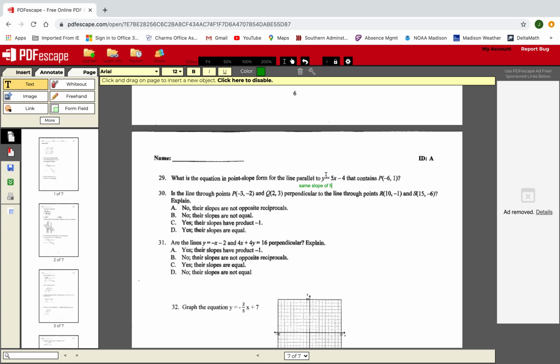Notice that in y equals mx plus b, m represents the slope, so the slope here is 5. So I've got the slope and I've got the point. All I need to do now is write the equation, which is y minus my y value. My y value here is 1 equals the slope of 5 times x minus my x value. And notice here that I have a negative x value, minus a negative, again, gives me plus 6. Okay, so that's it for number 29.